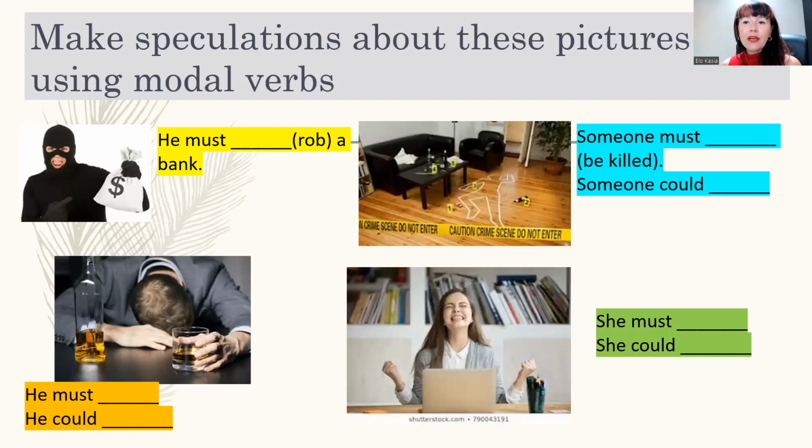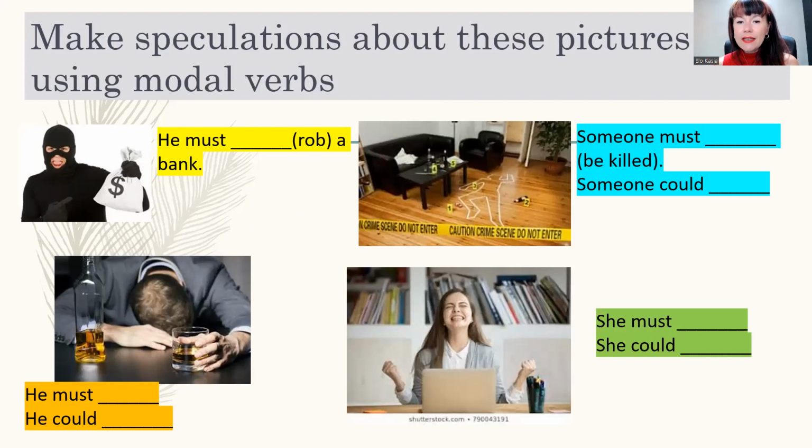Here, what I want you to do is make speculations about these pictures. So, more practice for you here. This one is, of course, the one we've had already. He must what? Rob a bank. Yes, you look at him. He looks like a robber. He probably is a robber. So what would be the correct answer here?